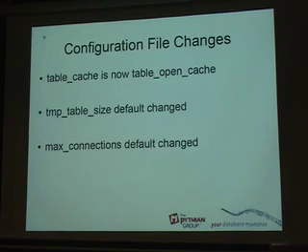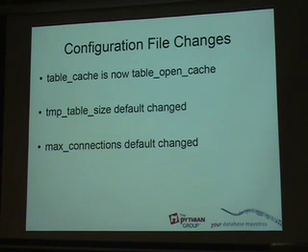Some new things. Configuration file changes. Here, it's kind of an incompatible change. Table cache is now called table open cache. There's a reason for that, which we'll get to later, because there's another table cache statement like table definition cache or something. I probably should have put it in this section, but I didn't. So table cache is now called table open cache, which means if you've specified table cache in your my.cnf, you now have to change it to table open cache.